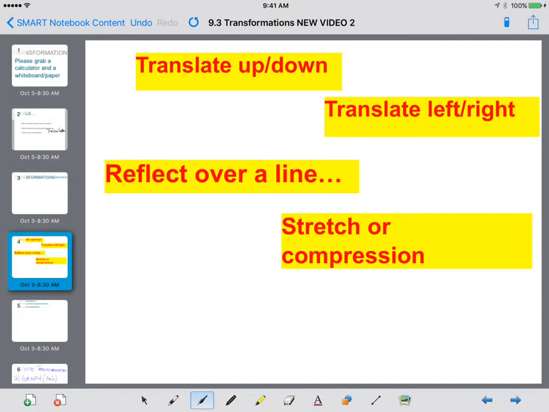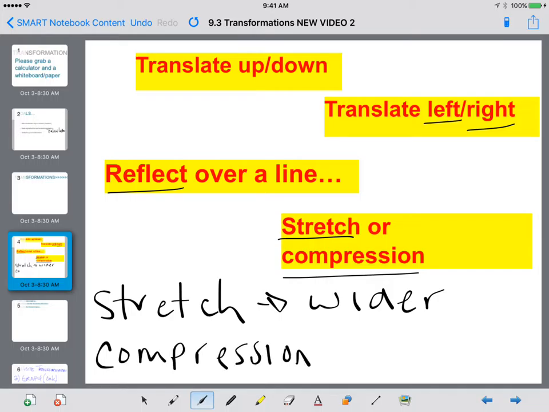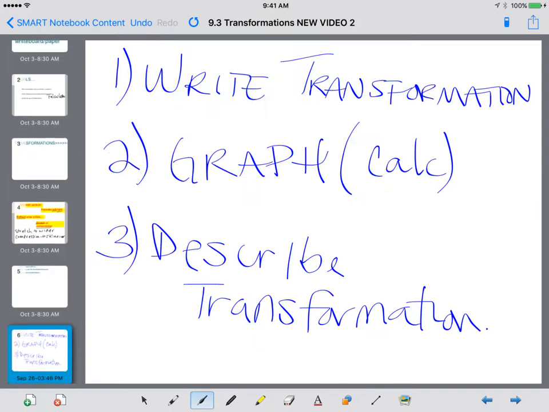The types of transformations that we might describe are a translation either up or down, a translation left or right, a reflection, and it might stretch or compress. Stretch is another word for when the graph gets wider, whereas compression is the fancier word for a graph that gets skinnier. So you will be able to write a transformation, graph using your calculator, and describe the transformation.